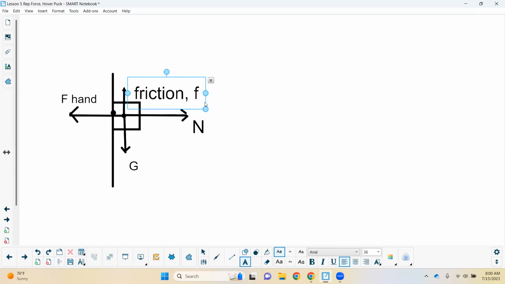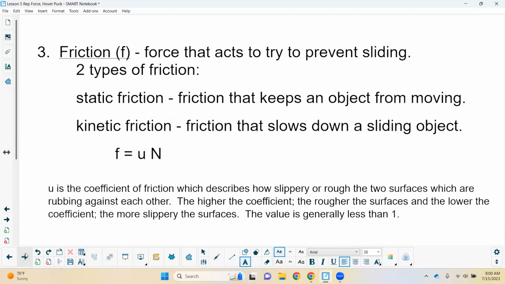We're going to get into that one next. So for friction, there are two types of friction. Friction is a force that acts to prevent sliding. One is called static friction. Static friction keeps things from moving. So it's stationary. It doesn't move with static. And then the other type of friction we have is kinetic friction that slows a sliding object down.